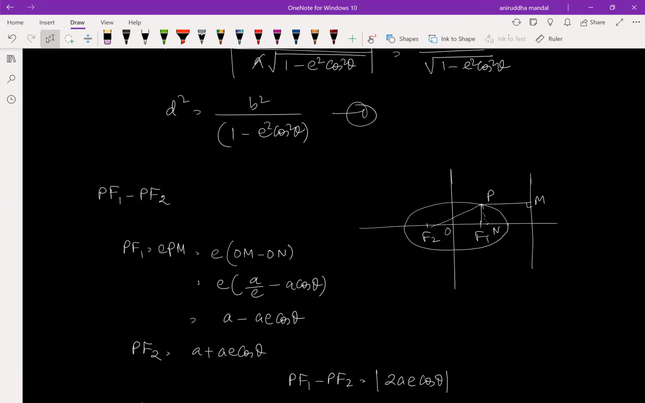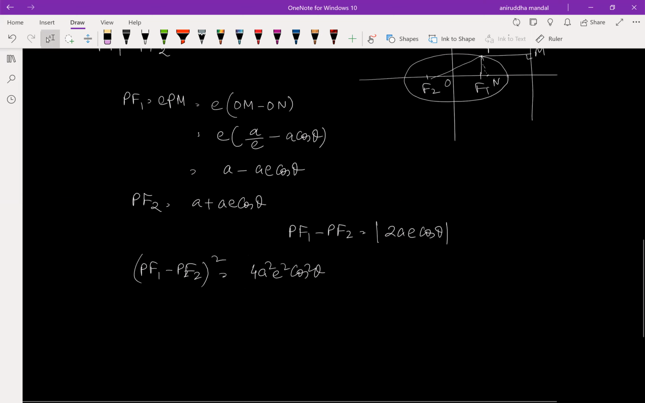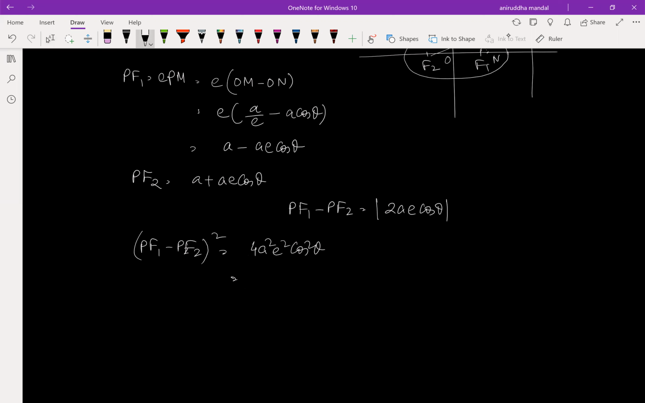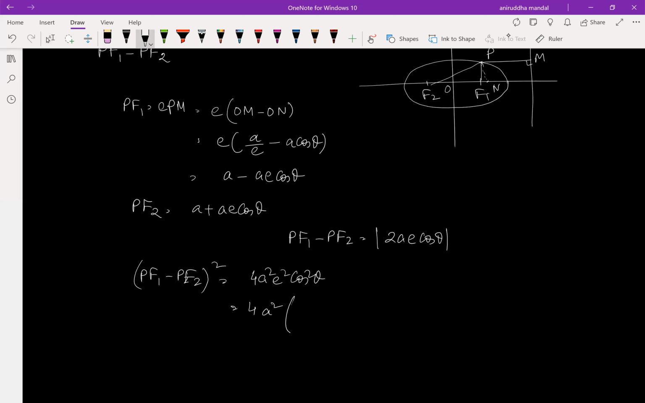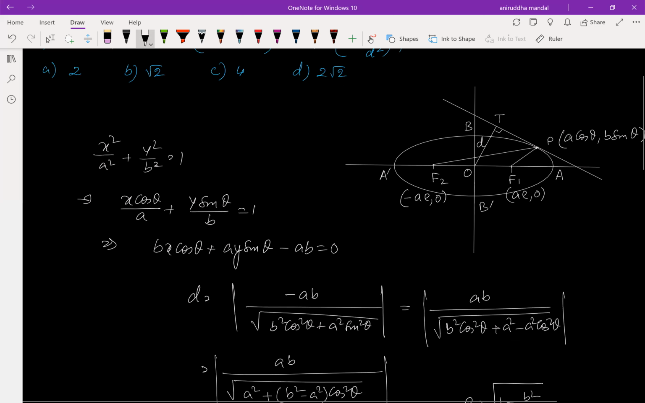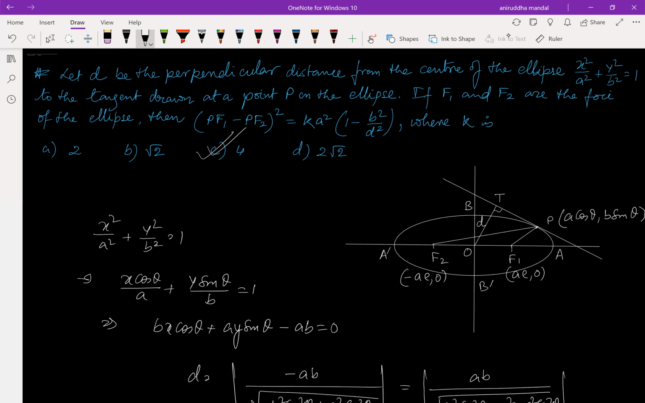Now this a square e square cos square theta we can write in terms of equation 1. So just solve this equation. We can write this as 4 a square, and e square cos square theta means this will go to that side, so 1 minus b square by d square. So this is 1 minus b square by d square. Now this is given as k, so k equal to 4. The answer to this question is option C.